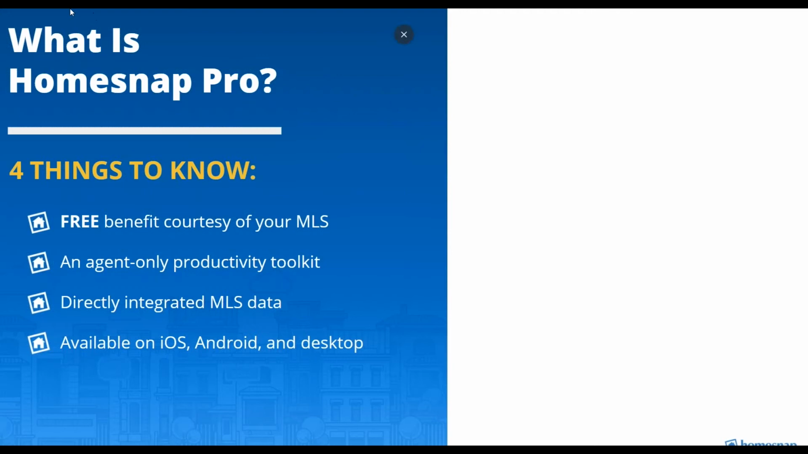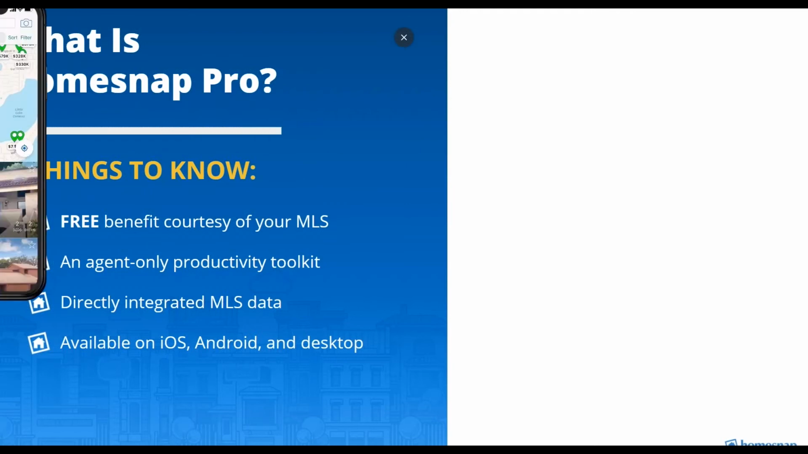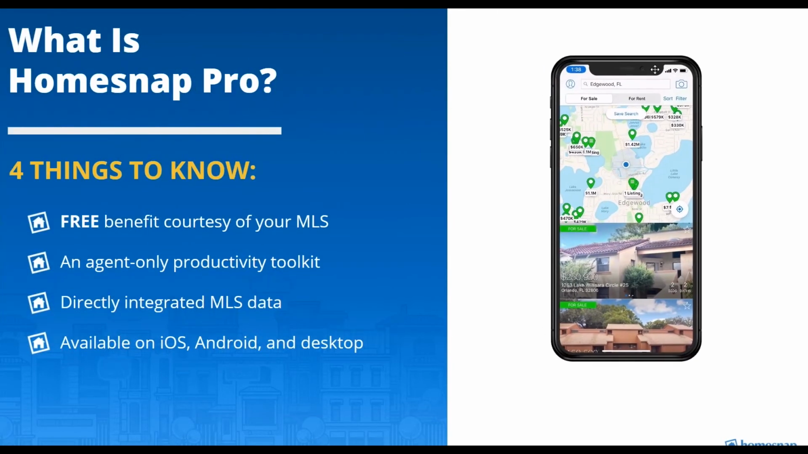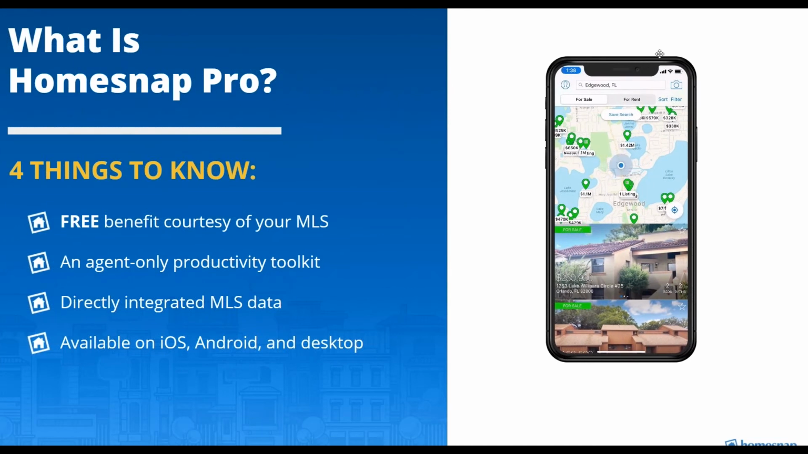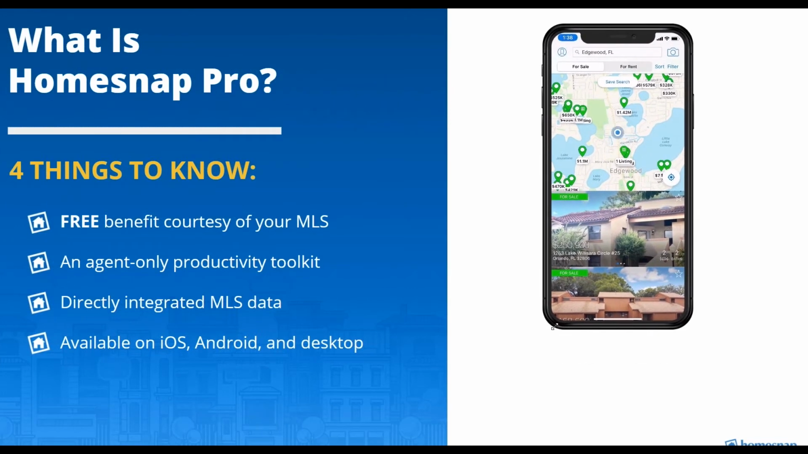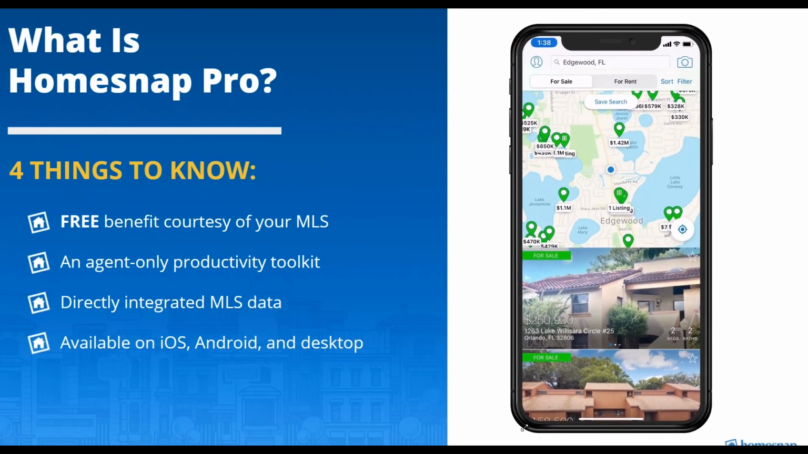So I'm going to bring my mobile device onto the screen here, and I'm going to show you guys how you can log into the app. I'm going to make it a little bit bigger here so that you will be able to see it better. To log into the app, once you've downloaded it from your app store, if you have an Android, go to your Google Play Store, put in Homesnap, and download the Homesnap Pro account. If you have an iPhone, go to your Apple App Store, put in Homesnap Pro, and then you can download the app.